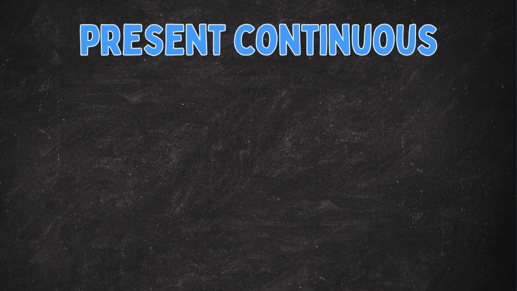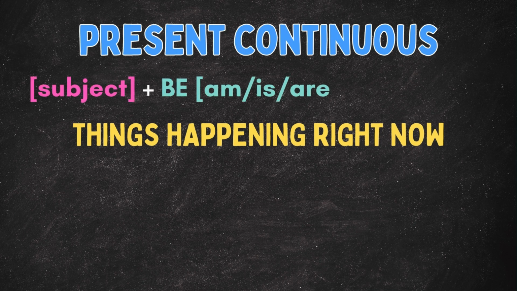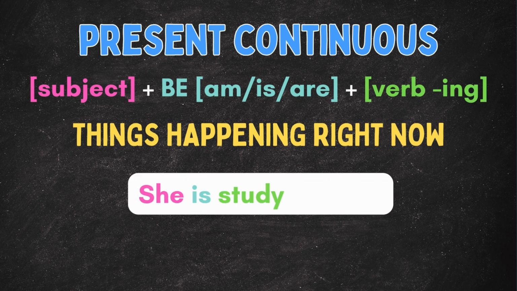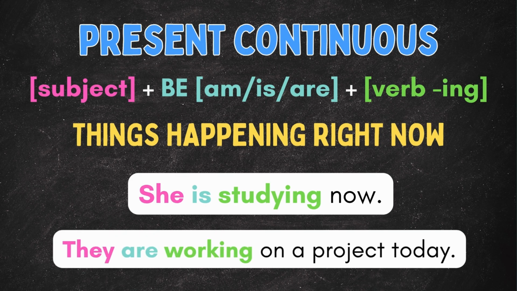Present continuous. Present continuous is used for things happening right now. The sentence structure is subject plus the verb be plus verb with ing. For example, she is studying now. They are working on a project today.